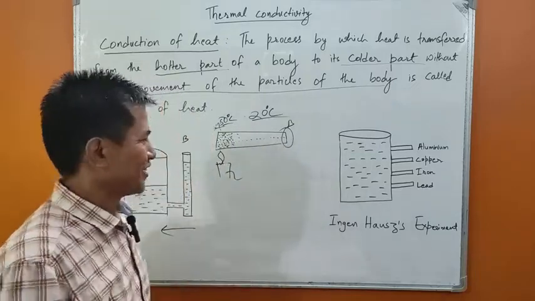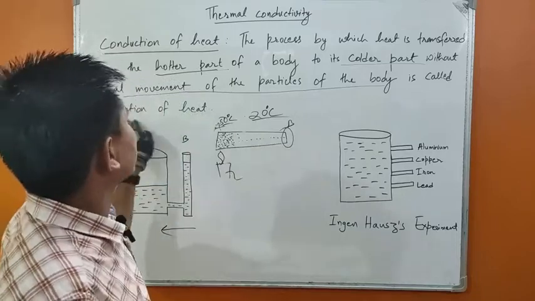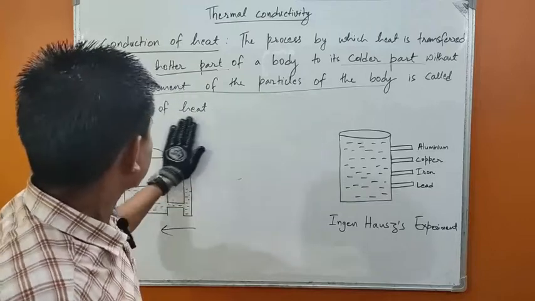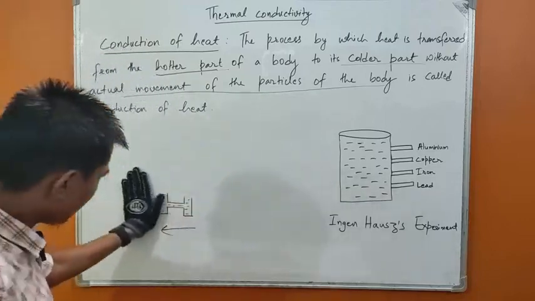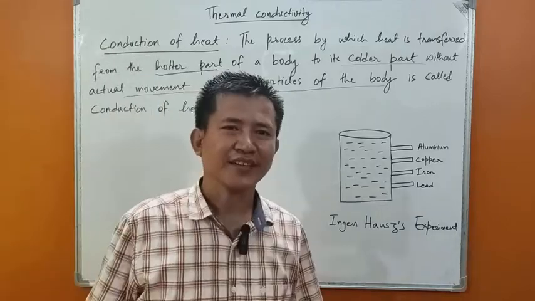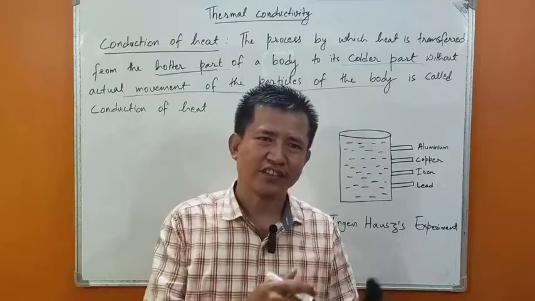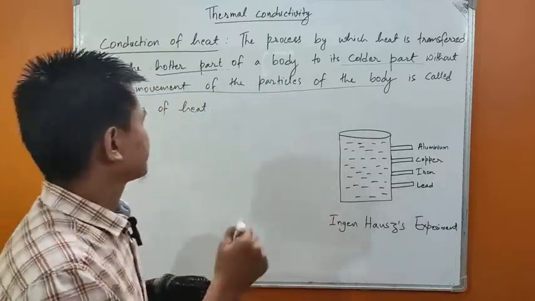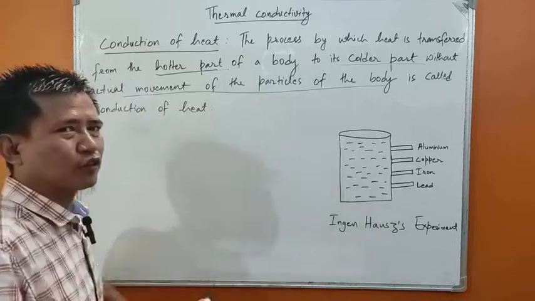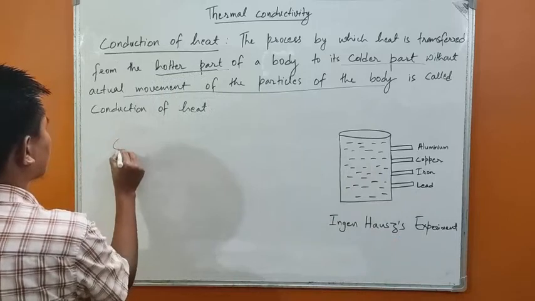I hope you got this. Now we have understood the definition. This is called the conduction of heat. Now we understood the conduction of heat. Now the question arises, do all substances conduct heat? Now, the substances which conduct heat or which allow heat to pass through them are called conductors.